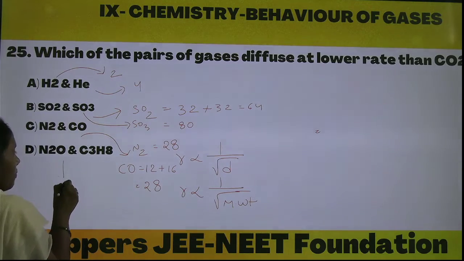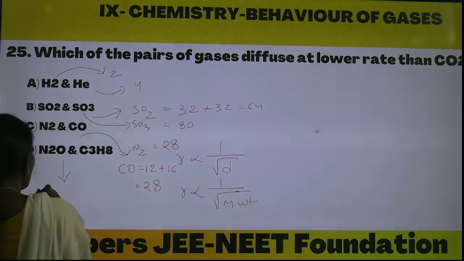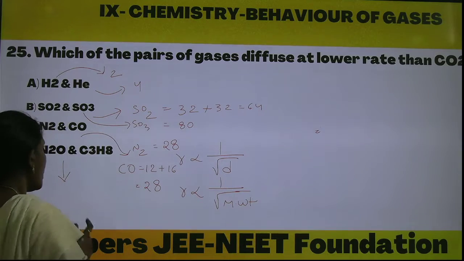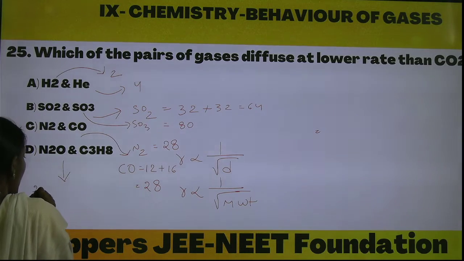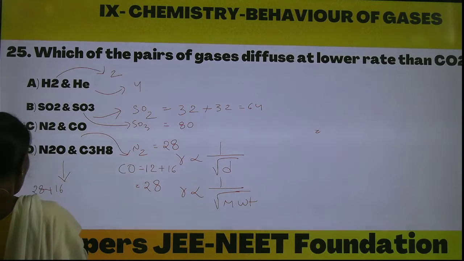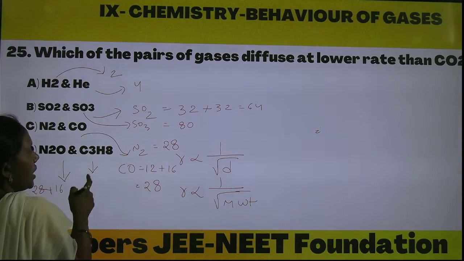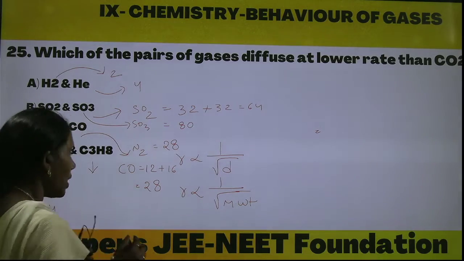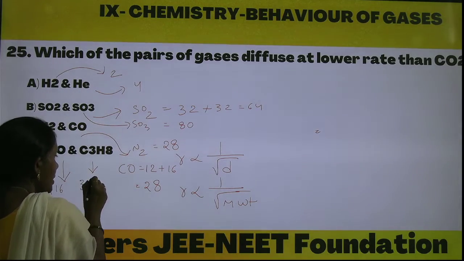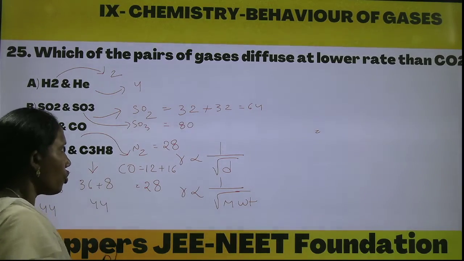Let's calculate for D option. N2O: for one nitrogen it is 14, for two nitrogens 28, 28 plus 16, then it will be 44. Comes to C3H8. For one carbon it is 12, then 12 threes are 36, plus 8, it will also be 44 only.